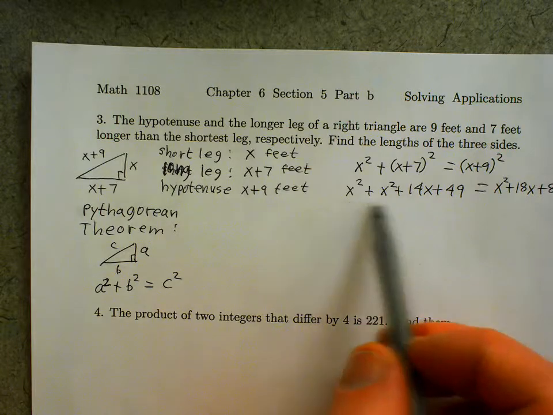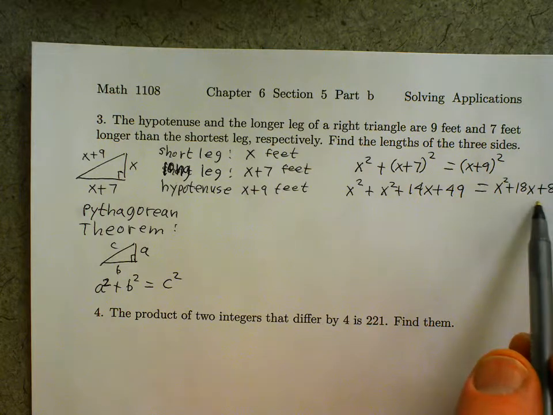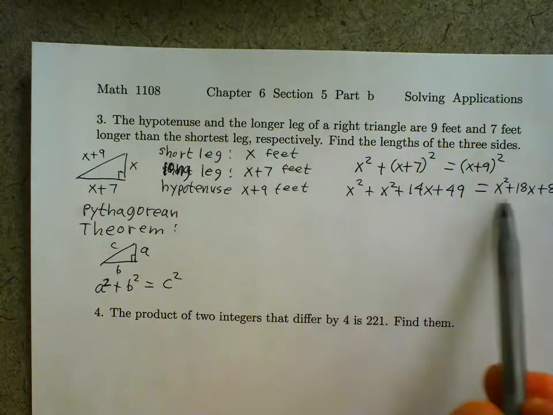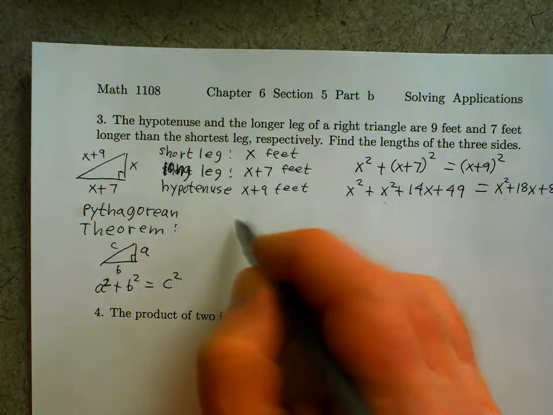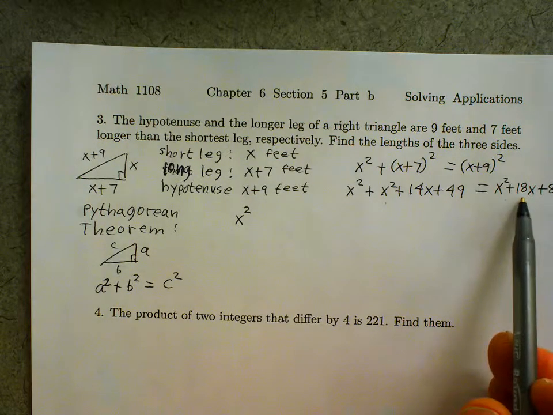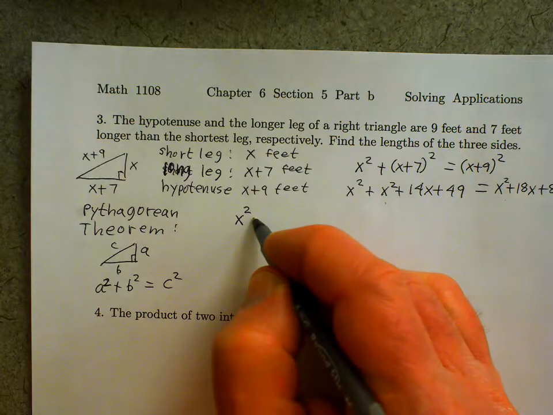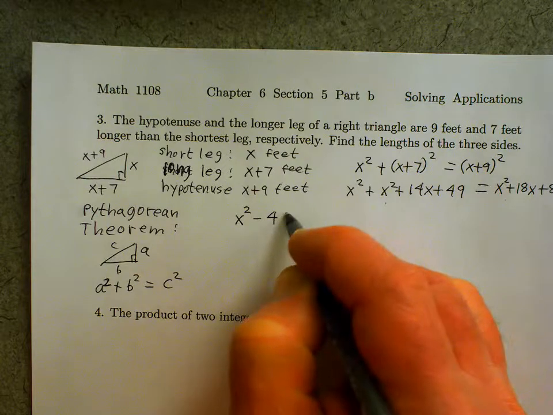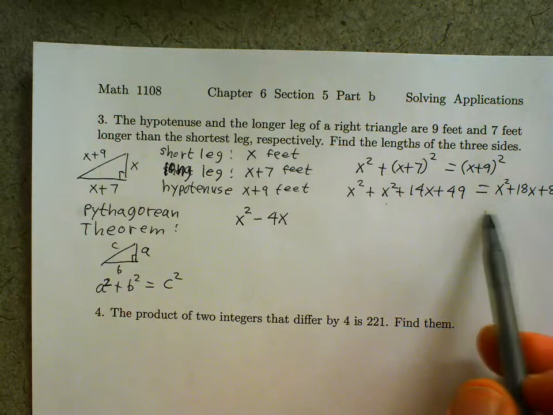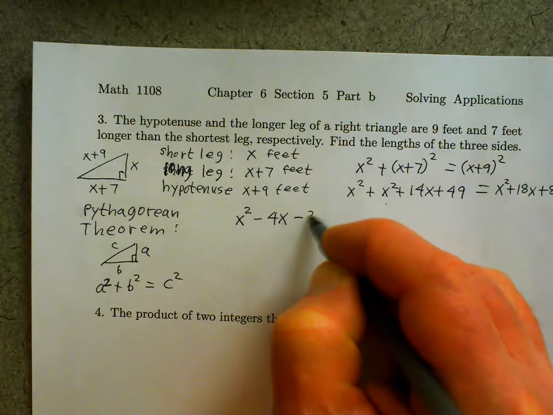So in the next step, let's make the right-hand side 0. So we'll subtract 1x squared from both sides. That will leave us with 1x squared on the left-hand side. Then we will subtract 18x from both sides, so that on the left-hand side we have minus 4x. And then we're going to subtract 81 from both sides. 49 minus 81 is negative 32, so we have minus 32 equals 0.